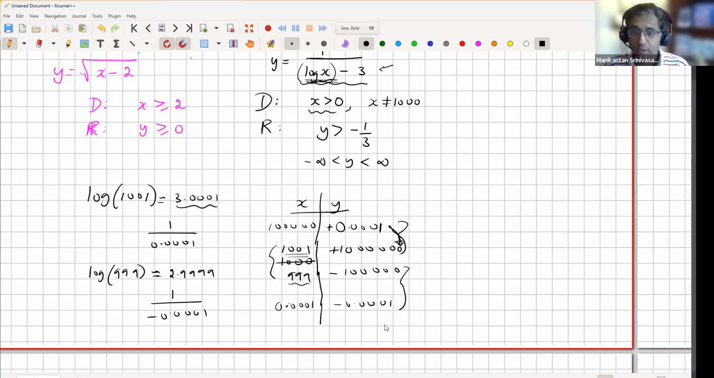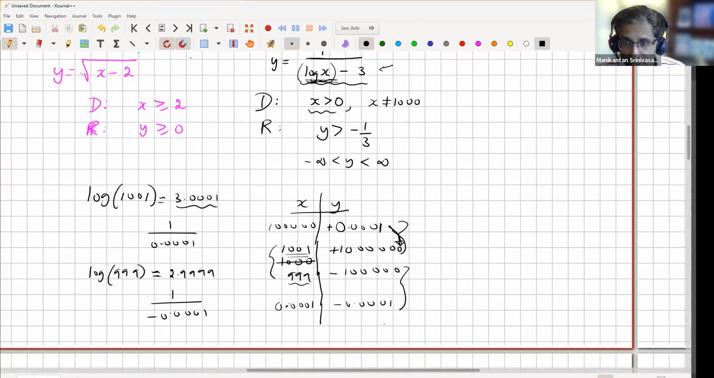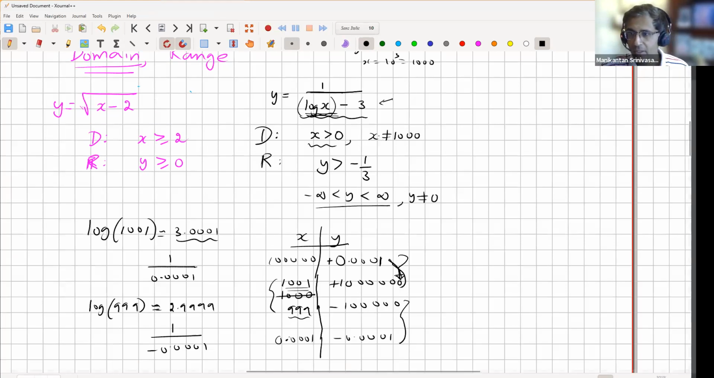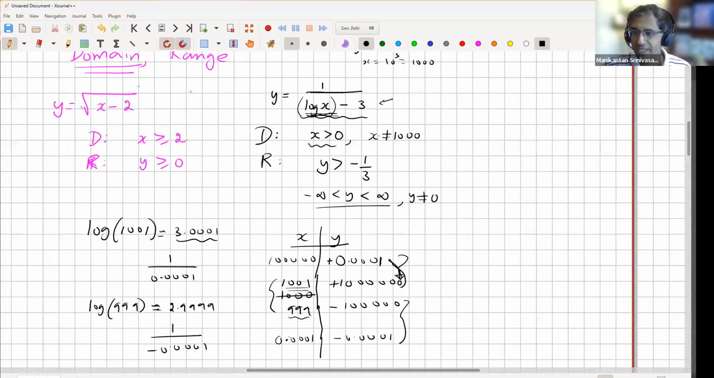Yes, y cannot be equal to 0. That's right, I forgot to include that. Because for y to be 0, the denominator must be infinity, which is never possible. So you can never reach infinity, which is why here also you put -infinity less than y less than infinity. You cannot reach infinity, and because you cannot reach infinity in the denominator, you cannot achieve 0 as the y value as well. Okay, we'll do a few more examples, it'll become clearer.